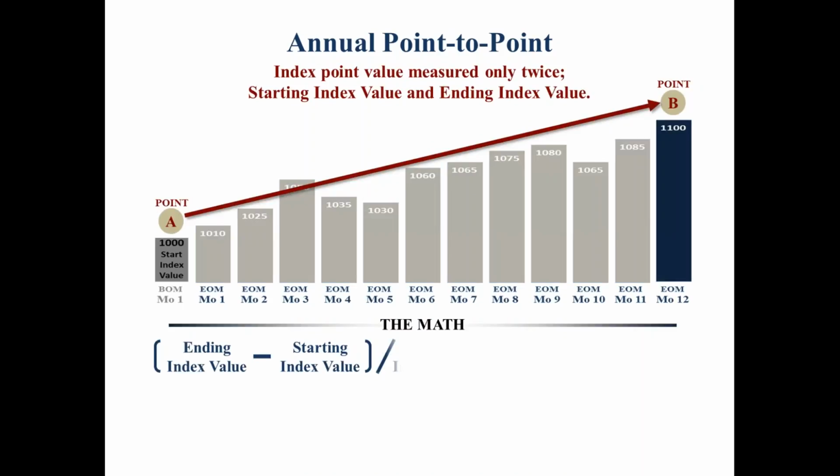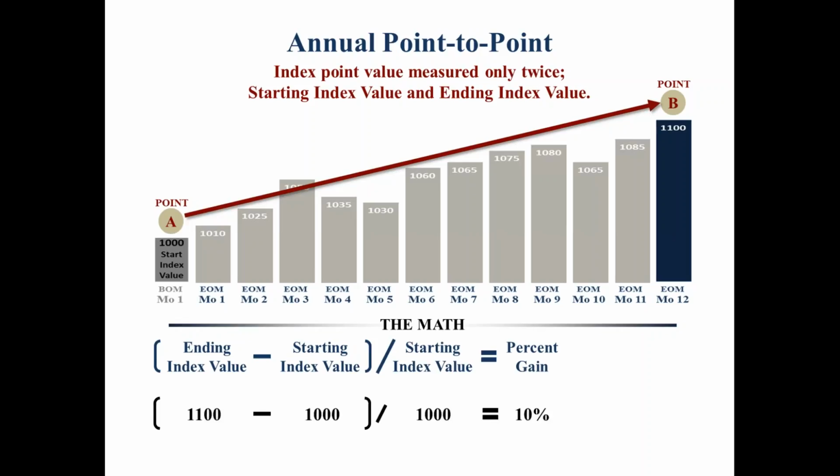Now we have to apply that gain. We got our 10% gain, and now we have to apply that to any other component that's part of that index formula, like a spread or a participation rate. So what if we have a 4.25% cap? Is the cap lower or higher than the percentage gain? It's lower. That's the max we can get. So if our cap is 4.25, we get 4.25% interest, even though the index gained 10.